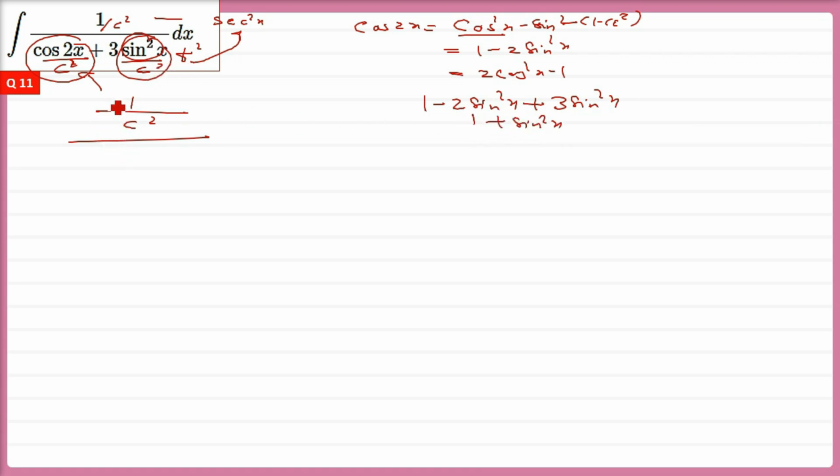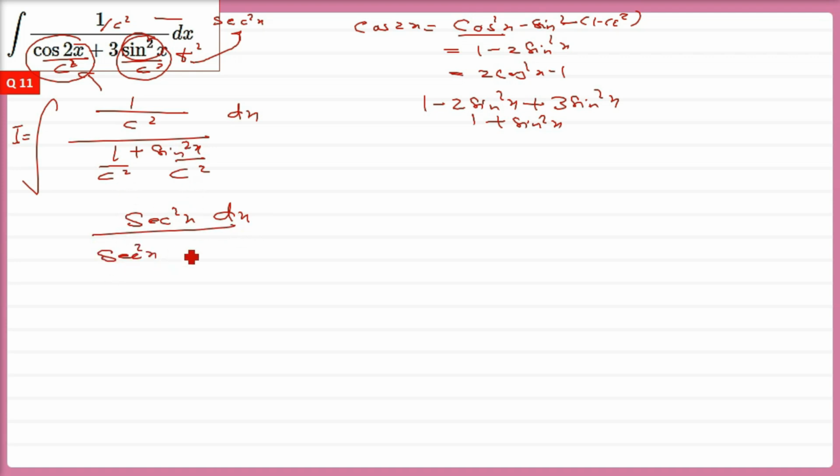Now the denominator becomes 1 plus sin square x plus sin square x, and we are dividing by cos square x, our ninja technique. So this is the integration. 1 by cos square x will become sec square x, dx is already there with us. Sin square x by cos square x is tan square x.